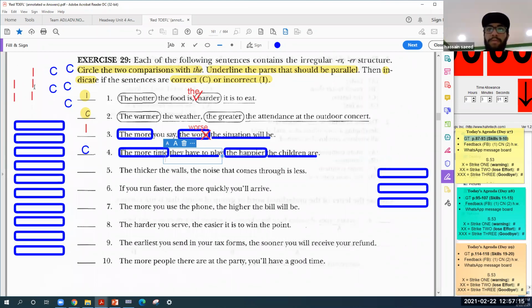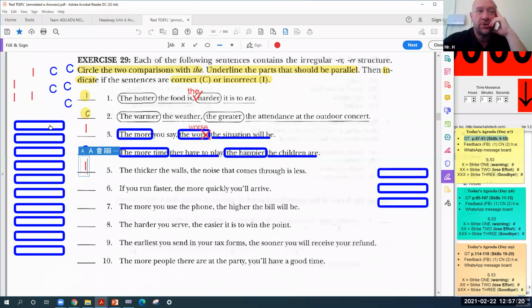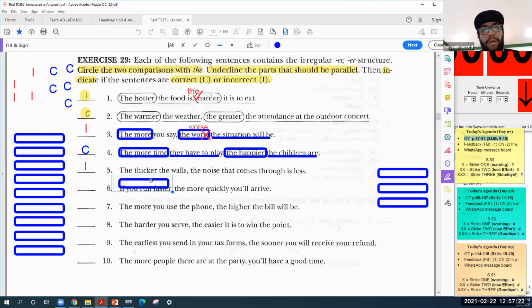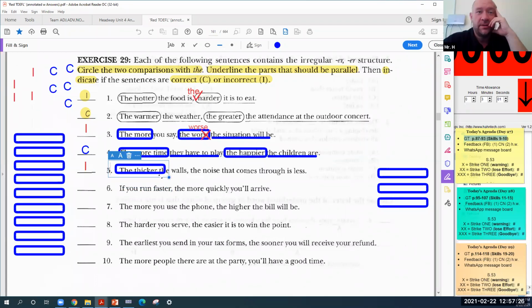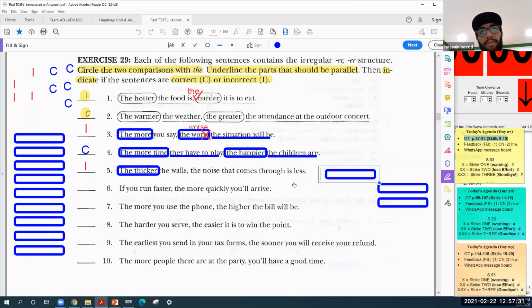Incorrect. Where do I put the circle? The thicker the wall, the thicker. The thicker, the walls. Okay. The noise. And then where's the second one? The noise.